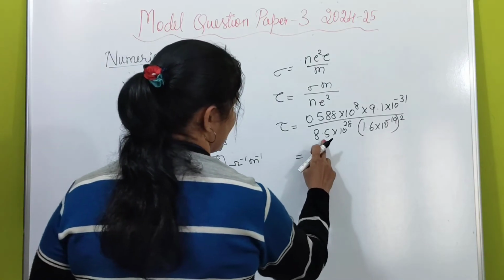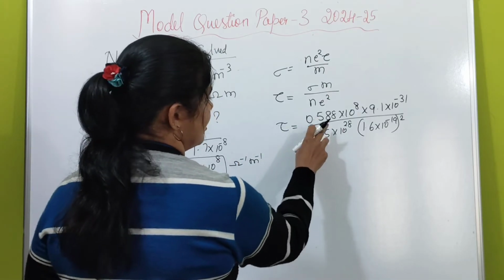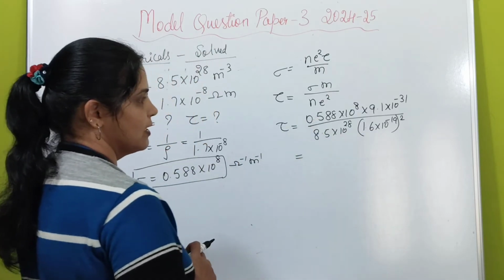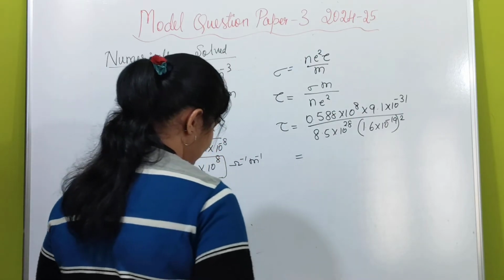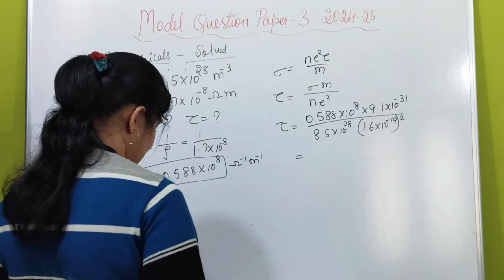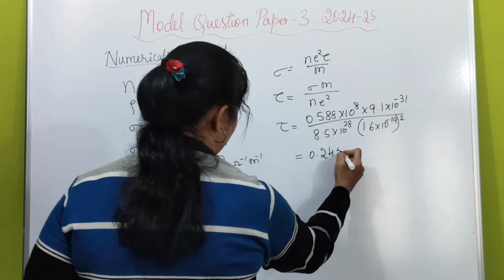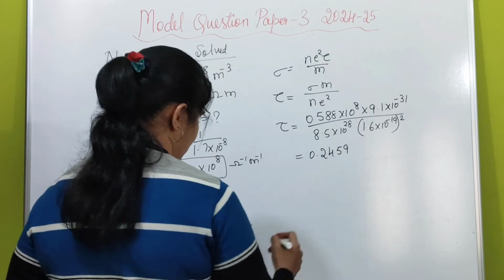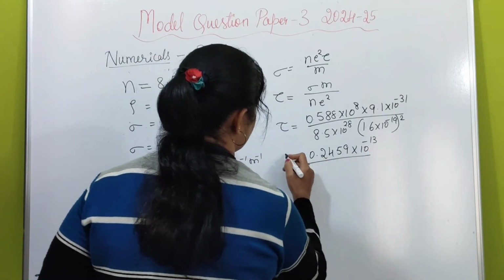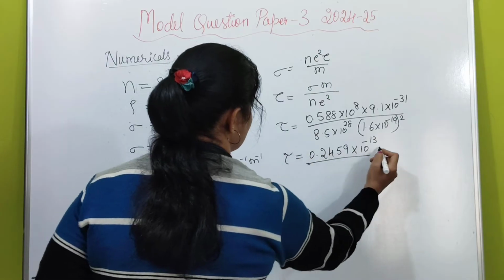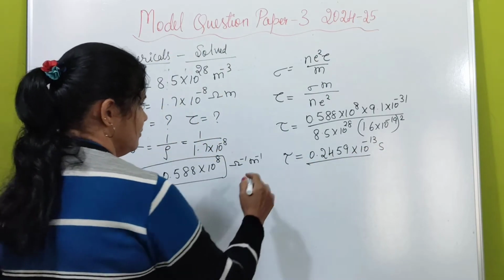Divide that answer by 8.5 once, and after getting the answer divide that by 1.6 one time. Divide that by 1.6 again. So you will come to know that it is 0.2459 into 10 to the power minus 13 second. So relaxation time is in seconds. Okay, this is the answer.